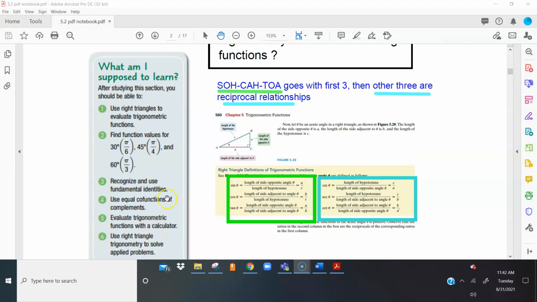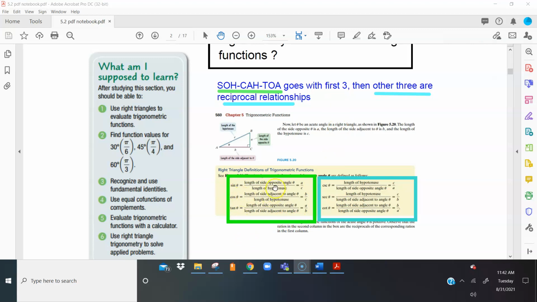So, back to one of the memory devices you probably heard in high school, SOHCAHTOA, is just a way to remember the relationships for sine being the opposite over the hypotenuse, cosine being the adjacent over the hypotenuse, and tangent being the opposite over the adjacent. It goes for sine, cosine, and tangent. The other 3 trig functions are reciprocal relationships, and you can see that outlined at the bottom.